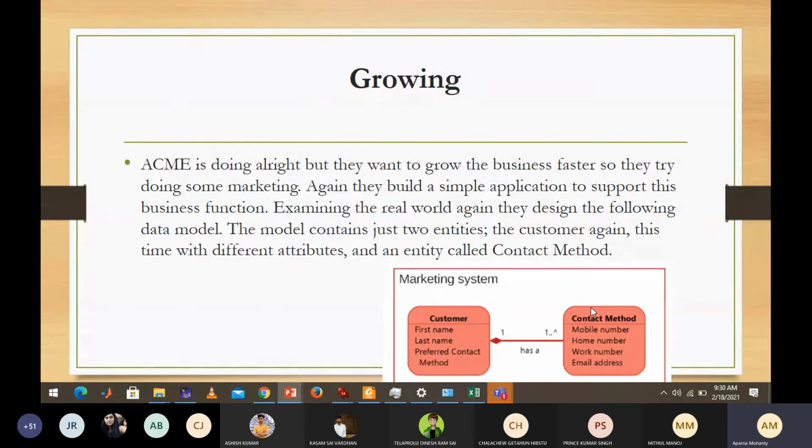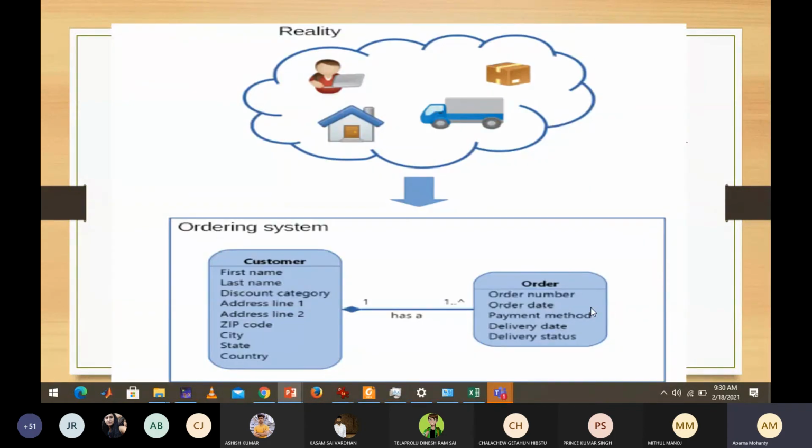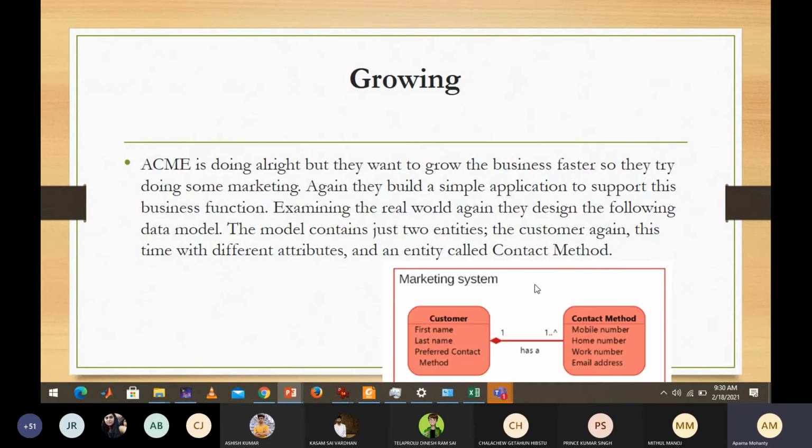Next, in the previous stage, when they were starting up, it was just the order number and order date. But now, when they want to grow, they want the contact method, how to contact the person, so that in future if they launch some new product, they can approach these particular customers. So they'll store the mobile number, home number, work number, email IDs, every detail. So this is during the growing phase.